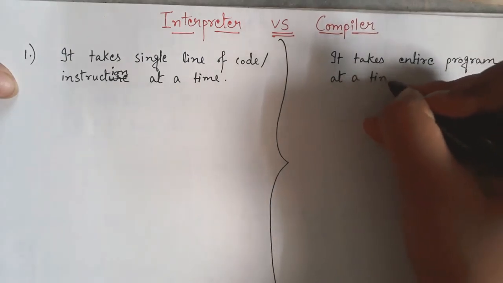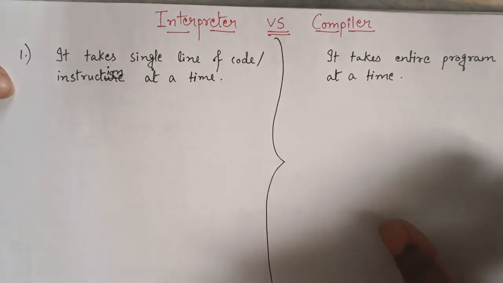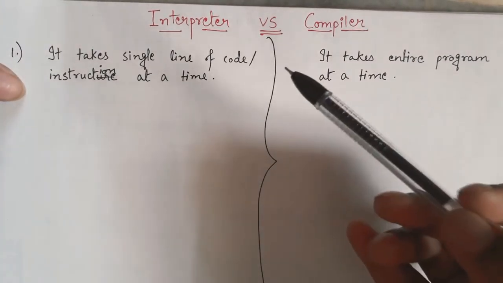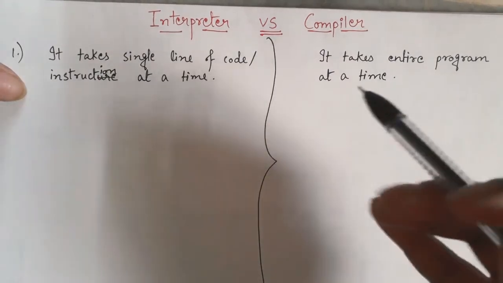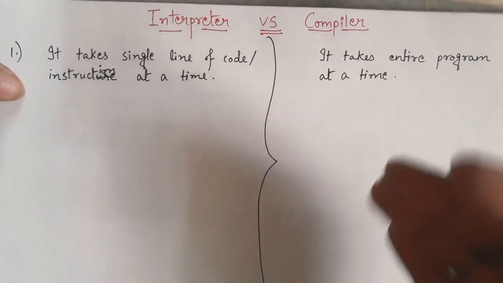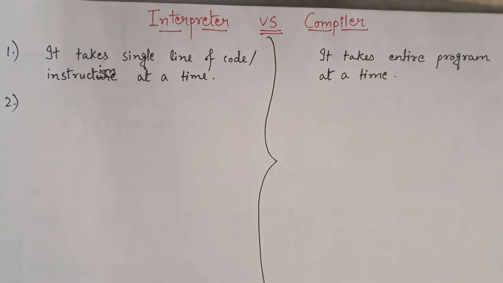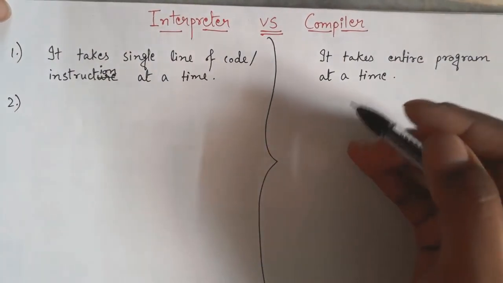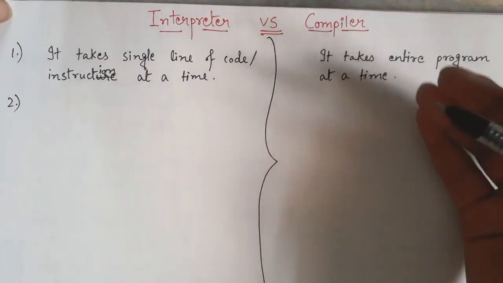This is the basic difference between them. Once you understand this, all the points will come from this point itself. This is the main and the first point: the interpreter takes a single line of code or instruction at a time, whereas the compiler takes the whole program or whole code at a time and executes it. Fine. Now as I told you, this is the main difference, so based on that, we can say it takes the entire program at a time.